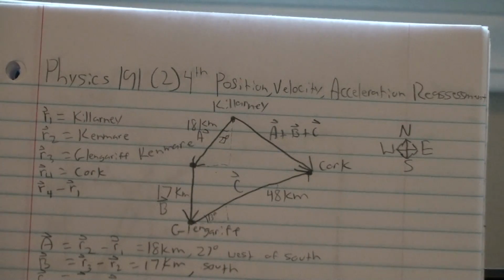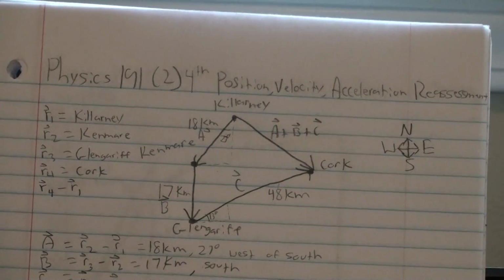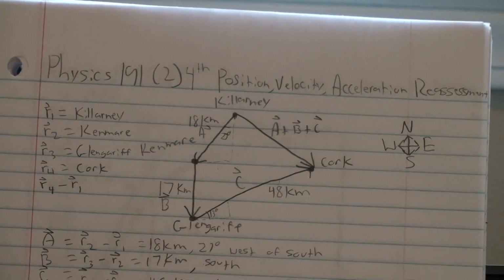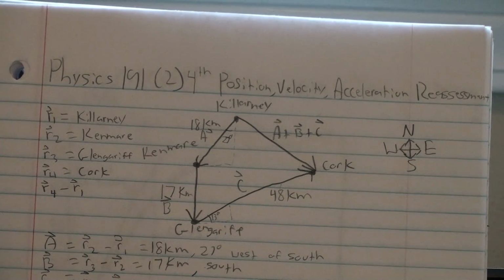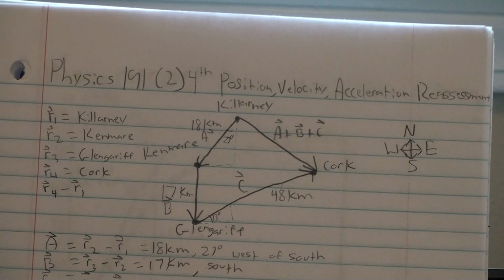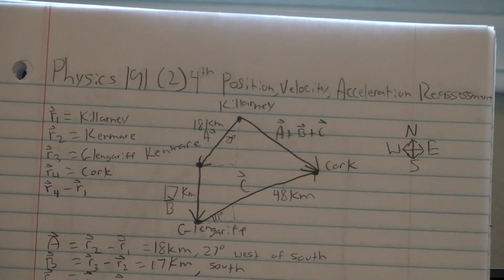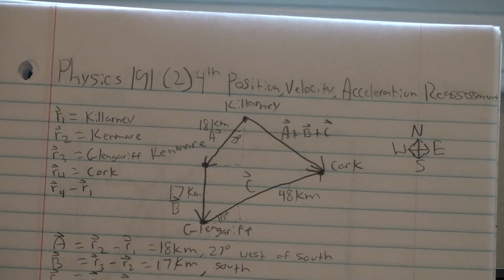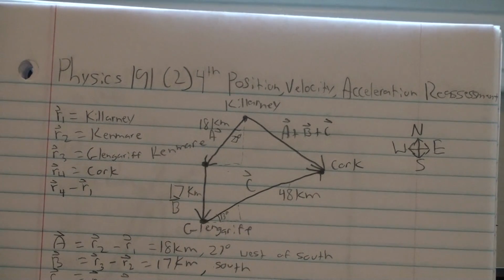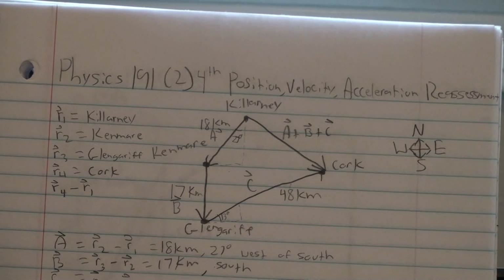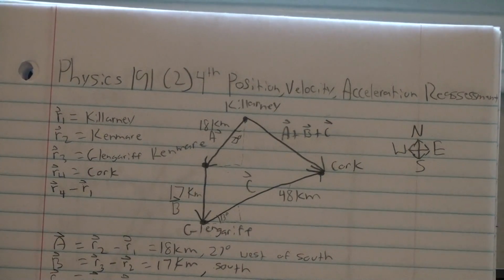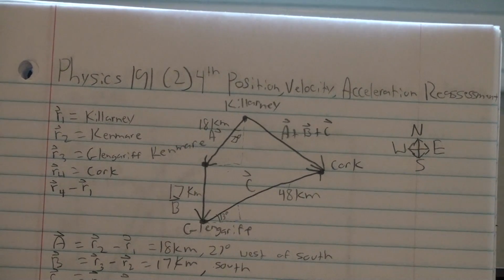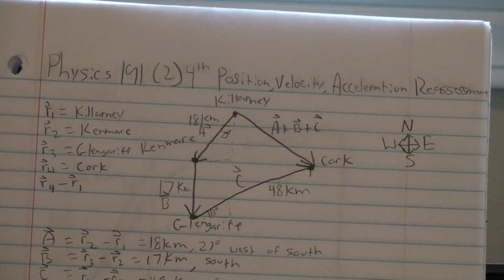So up here I have written out the graph for which they travel, and I used a conventional choice for the x-axis and y-axis, and I showed that the first displacement, the A vector, is directed 27 degrees west of south, and both of its components are negative, since west is in the negative x direction and south is in the negative y direction.